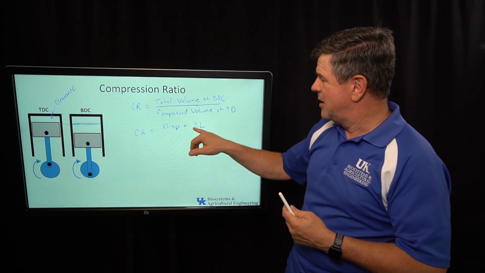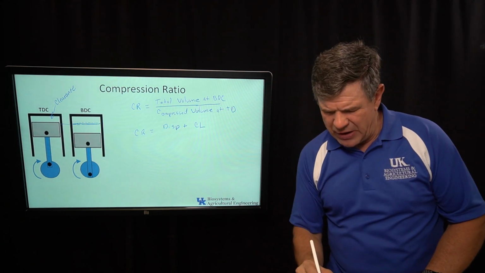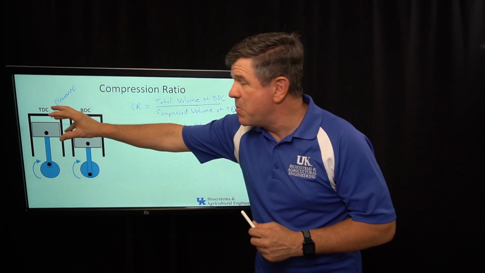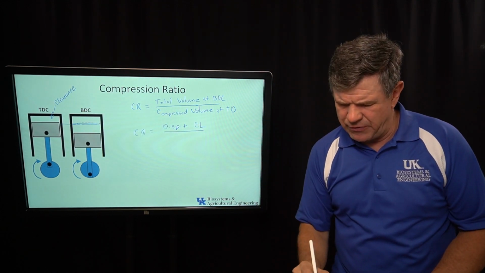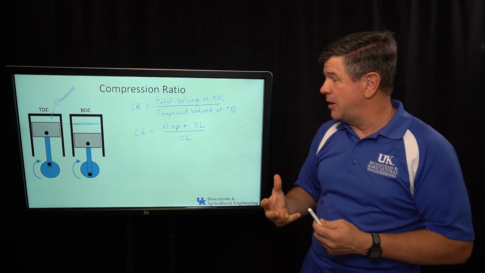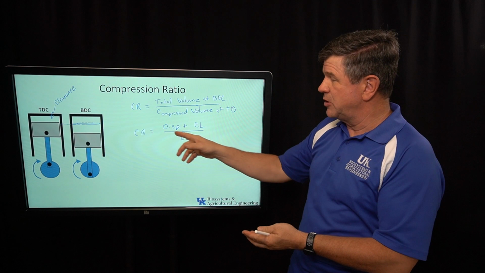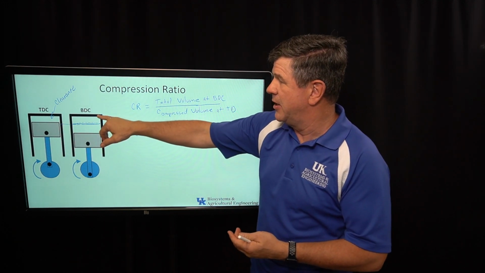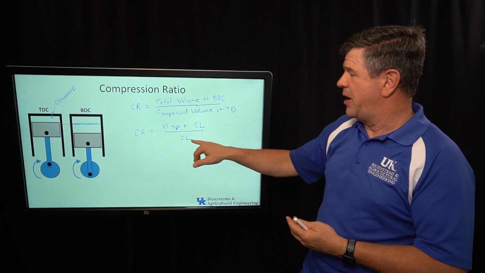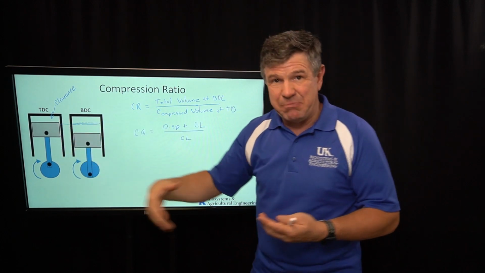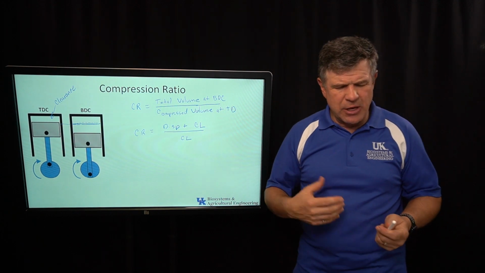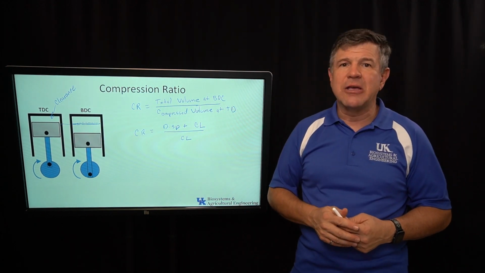So it's the displacement plus the clearance volume divided by the volume at the top, our minimum volume, that is the clearance volume. So it's divided by the compressed volume at top dead center, which is the clearance volume. So this becomes our equation. It's the total displacement plus the clearance volume. That's everything that's above this piston at bottom dead center, divided by the compressed volume, which is the clearance volume, the same thing as the clearance volume above that. So that's our equation.